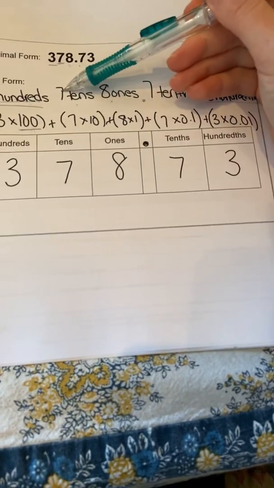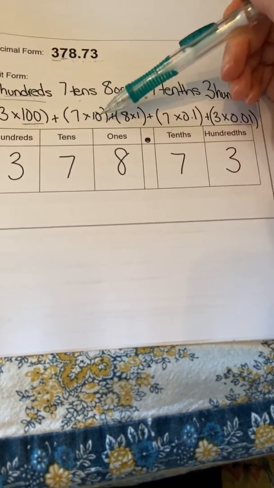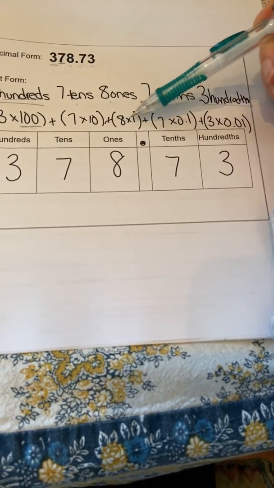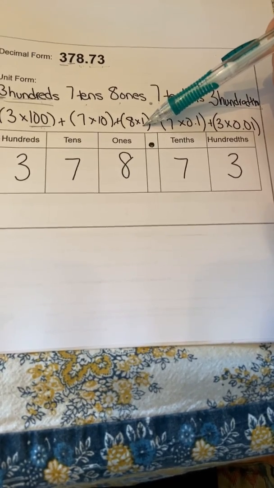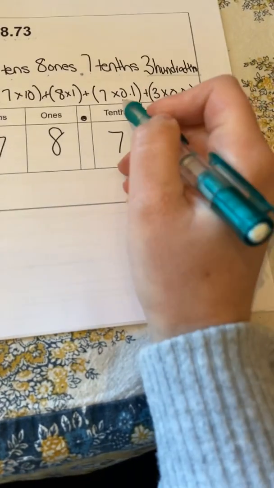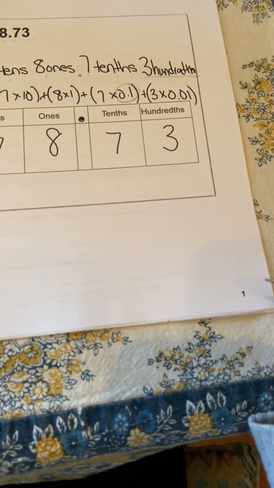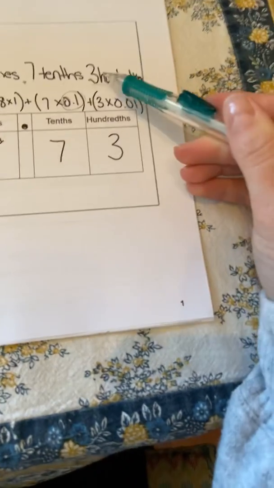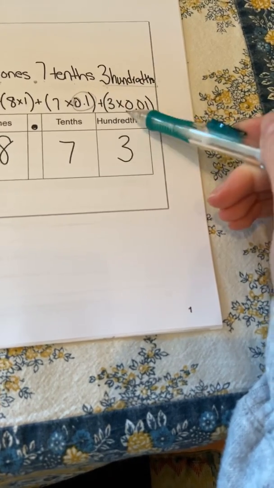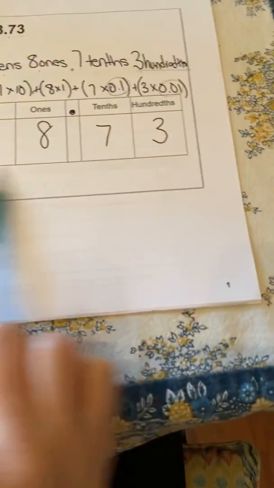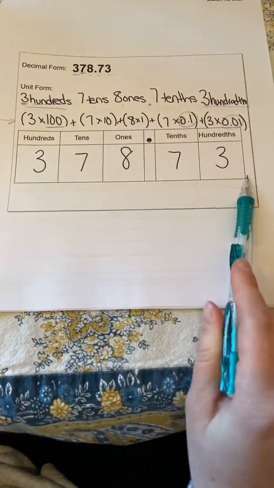Same thing for the tens. 7 tens, that's 7 times 10. Over here I have 8 ones, so I do 8 times 1, ones, so I'm multiplying by 1. 7 tenths, 7 times 1 tenth. This is the representation of 1 tenth, 0.1. My 0 looks a little funny though. And then finally 3 hundredths, so it's 3 times 1 hundredth, 0.01. And then I put it into the place value chart with all the different place values. So this is going to help you a lot when you do your problem set.